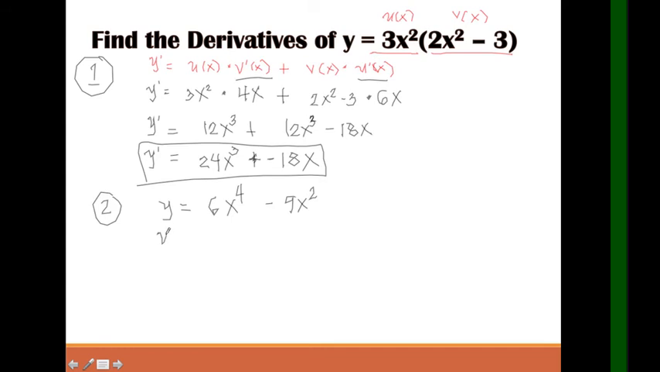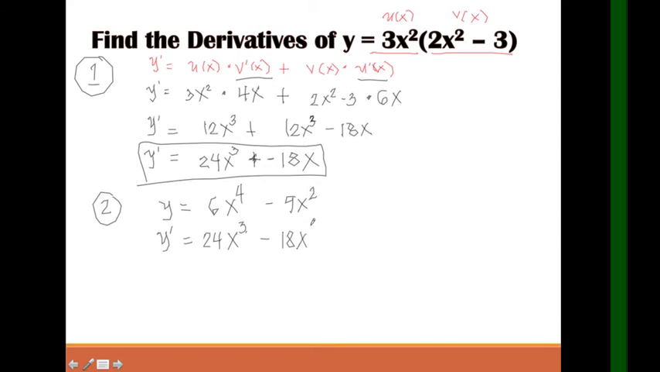Next, get the derivative. Okay, 6 times 4 is 24. Using constant multiple rule, 4 minus 1, so we have 3. Minus 9 times 2 is 18x.